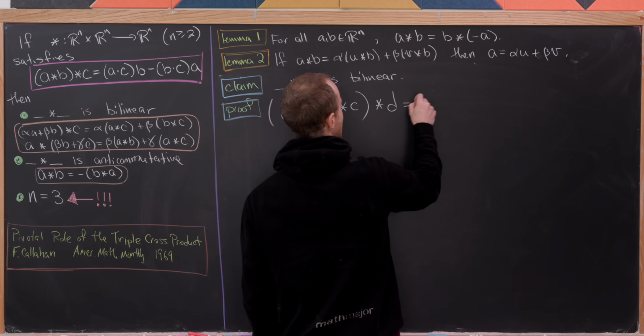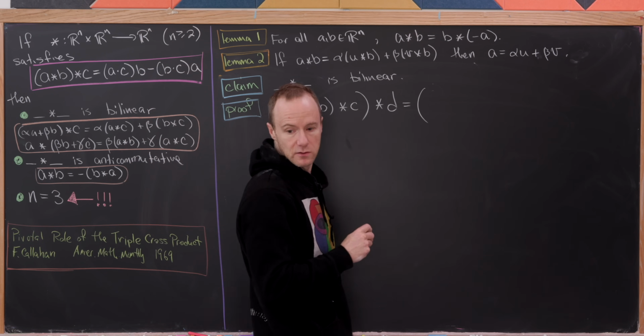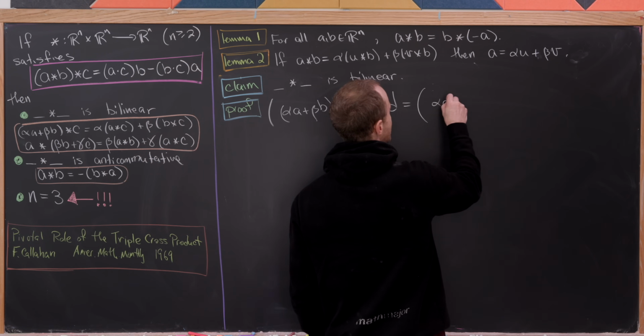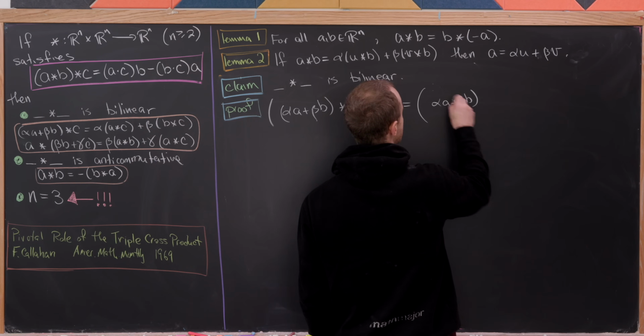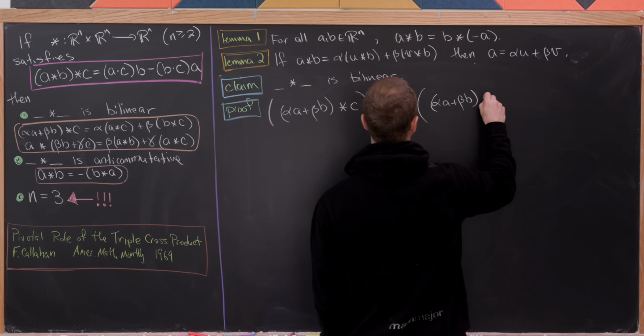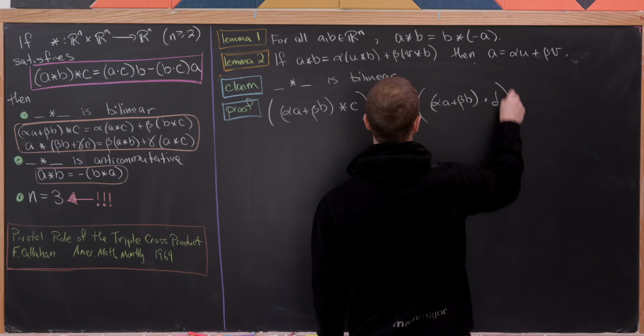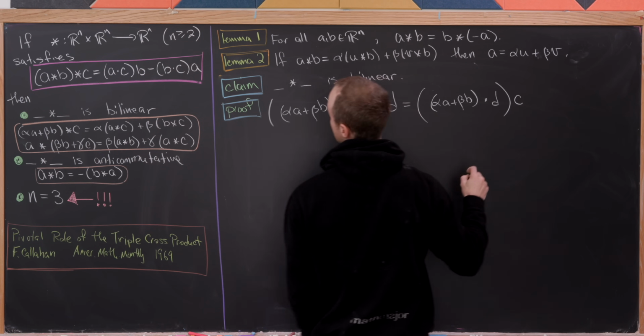Okay, so what's that going to leave us with? Let's see, we're going to have alpha A plus beta B, and then that's going to be dotted into D, and that's going to be in the C direction.